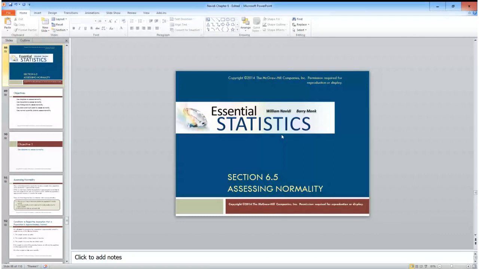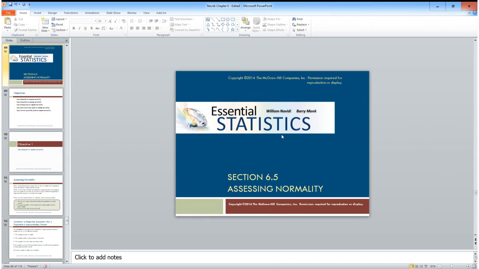But 6.5 is assessing normality. And you remember in chapter 2 and 3, maybe it was 3, maybe they didn't bring it up in 2, but you learned about those histograms in chapter 2, and then you looked at one that was approximately symmetric. Well, that essentially is assessing normality. And then when we do box plots in chapter 3, the last section, you can use a box plot to assess normality. If it's more or less symmetric, same kind of thing on the box plot, then you can assume normality.